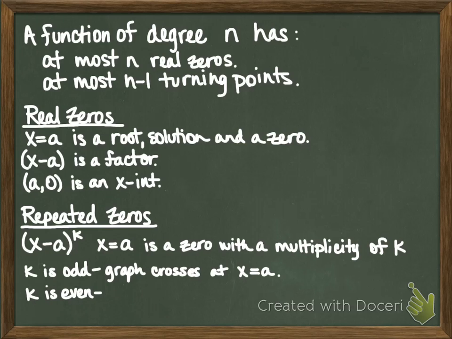But if that number is even, like 2, 4, 6, 8, then it's just going to touch at that point. So it's going to come up and touch the point and then go back in the opposite direction. So it doesn't cross, it just touches.